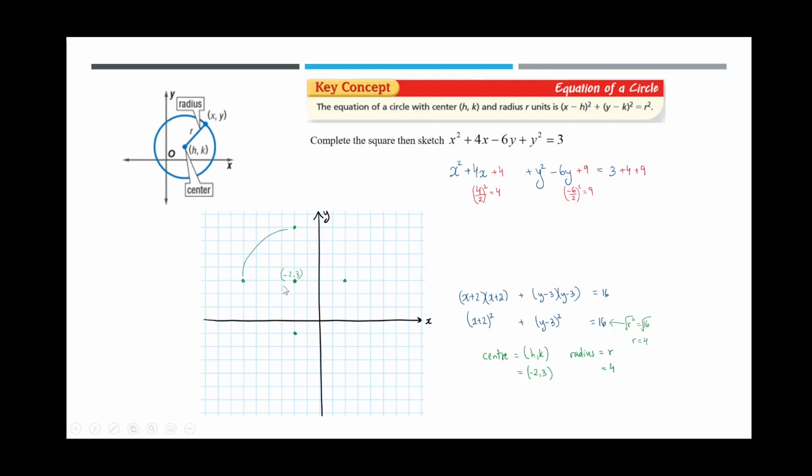And then you can just draw the circle by doing a quarter of a circle this way, because I have trouble drawing a perfect circle. So you can just separate little pieces like that. And this is good enough as a sketch.